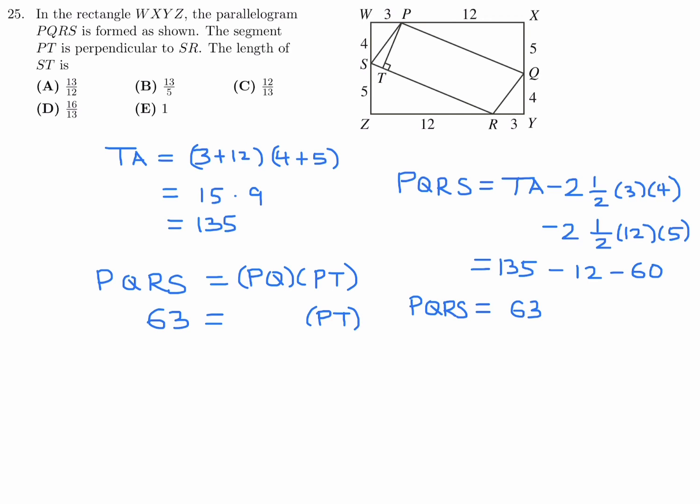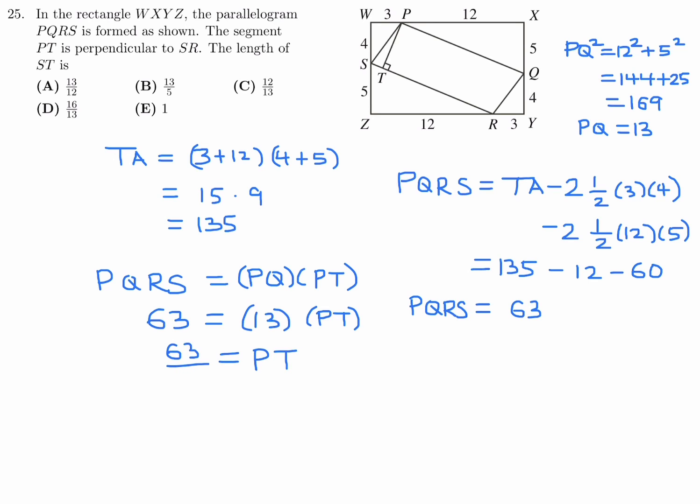PT, we don't know that. That is something we obviously will need to figure out. And PQ, we don't know right now, but I can figure out PQ pretty easily using Pythagoras, using this triangle right here. So PQ squared is 12 squared plus 5 squared. And that's 144 plus 25. And that's 169. So take the square root to get PQ, and that's 13. So 13 goes here. So that means PT is 63 over 13.